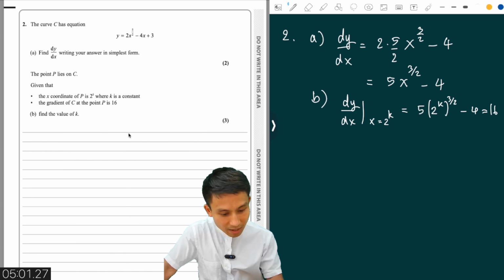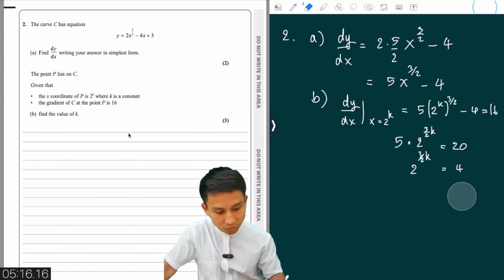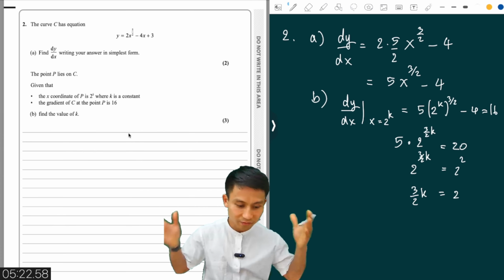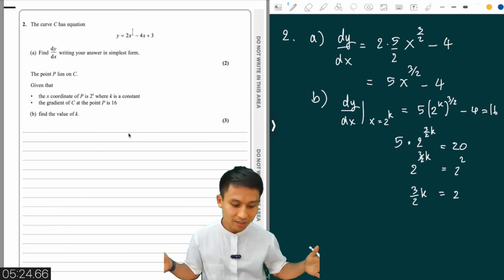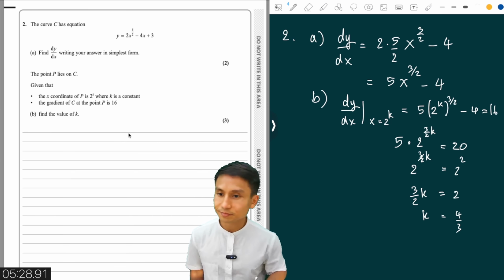So we solve the equation there. 5 times 2 to the, if I multiply the powers there, is 3 over 2 k, equals 20. So 2 to the 3 over 2 k equals 4. But 4 is 2 to the 2, isn't it? Right? So now we can say 3 over 2 k equals 2. Because if the bases are the same on either side, then you can just equate the power. So k equals 4 over 3.